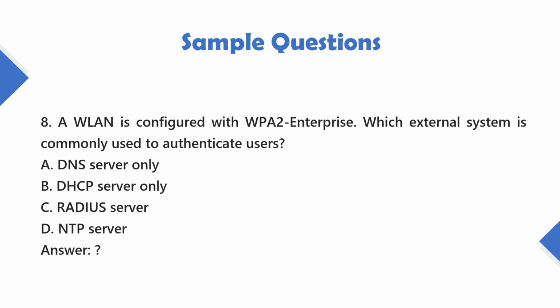8. A WLAN is configured with WPA2 Enterprise. Which external system is commonly used to authenticate users? A. DNS server only. B. DHCP server only. C. RADIUS server. D. NTP server.